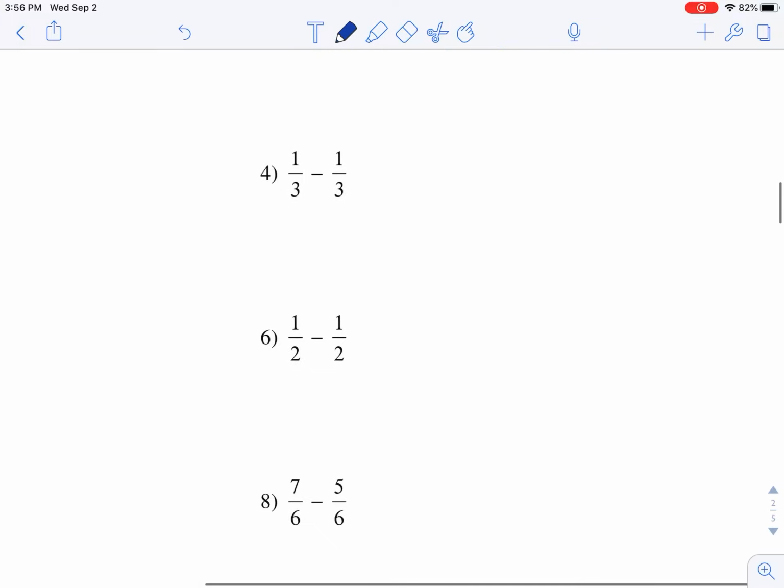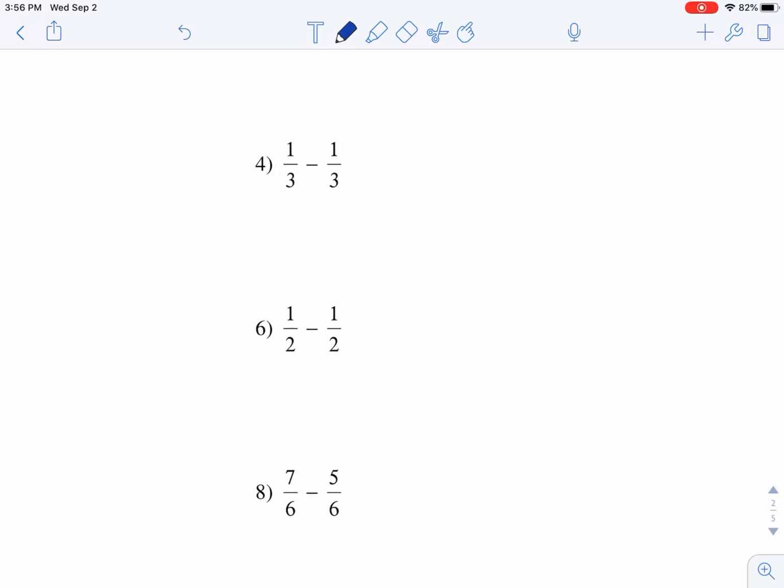4 and 6 are kind of silly. Okay, what's 1/3 minus 1/3? Well, the rule is you're supposed to do 1 minus 1 over 3, and that's 0 over 3, and then 0 over anything is 0. But obviously, when you subtract something by itself, you get 0. So down here, 1 half minus 1 half equals 0.